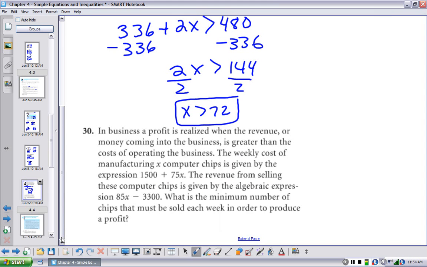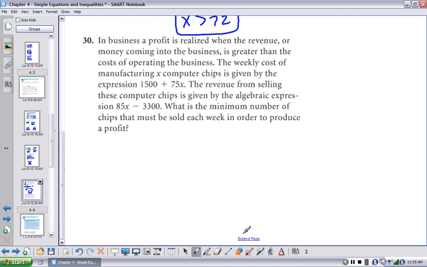All right. Let's look at number 30. In business, a profit is realized when the revenue, or money coming into the business, is greater than the cost of operating the business. The weekly cost of manufacturing x computer chips is given by the expression 1500 plus 75x. That's the cost. The revenue from selling these computer chips is given by the algebraic expression 85x minus 3300. What's the minimum number of products that must be sold each week in order to produce a profit?